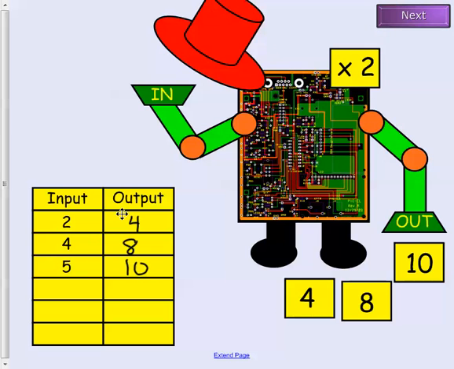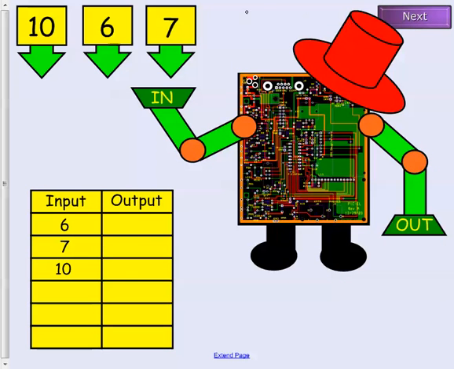So if you take 2 times 2, you get 4. 4 times 2, you get 8. And 5 times 2, you get 10. What if I input 10? What would I get? 20. What if I input 8? What would I get? 16. You're multiplying by 2 for each input.